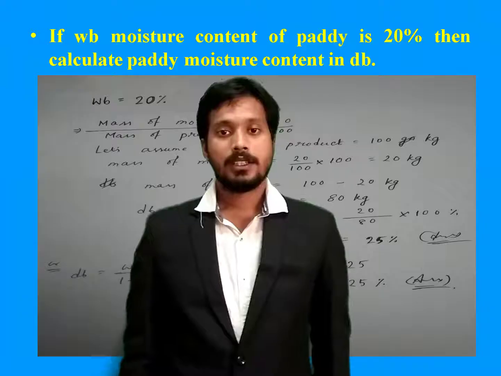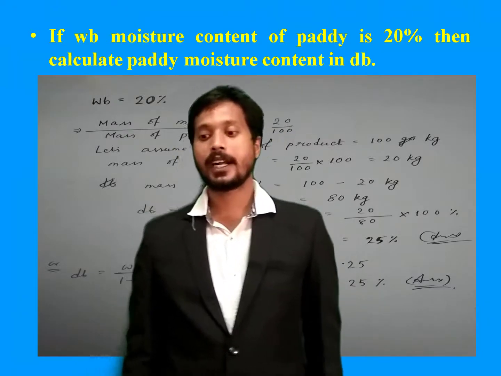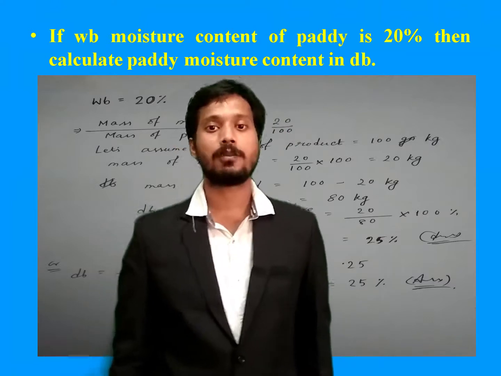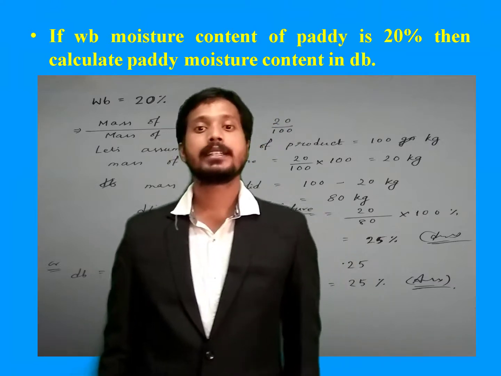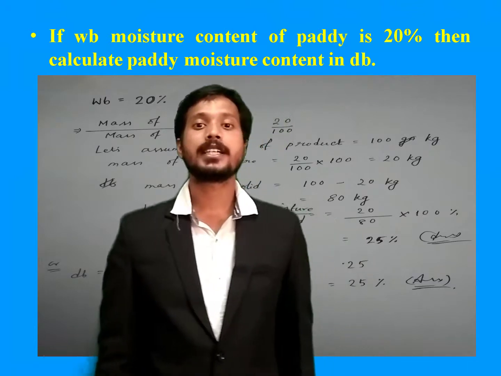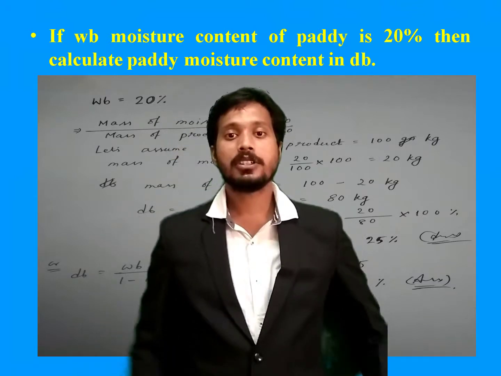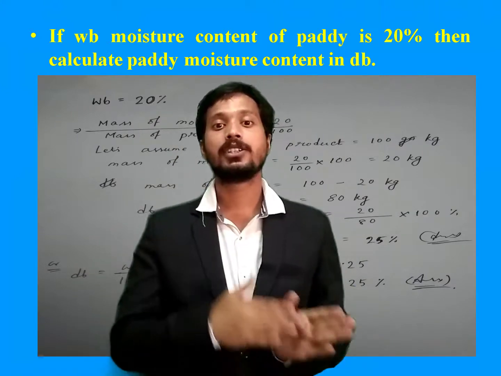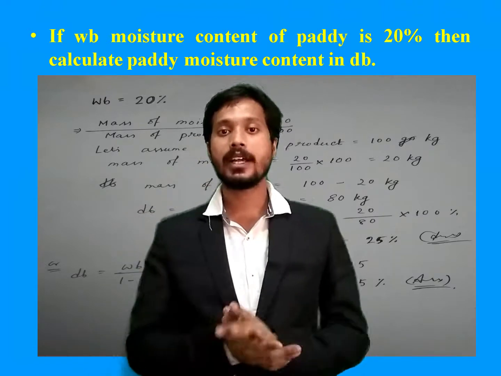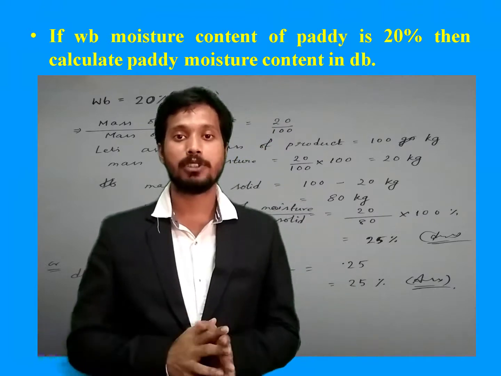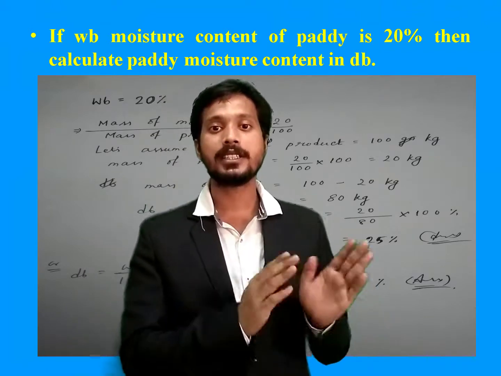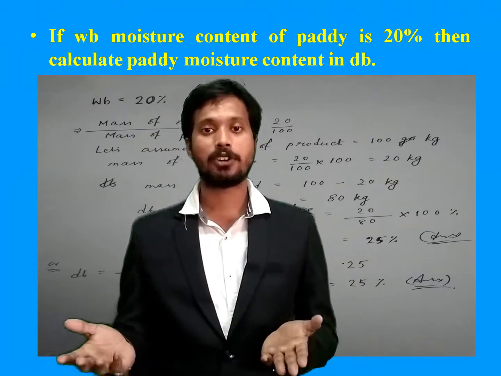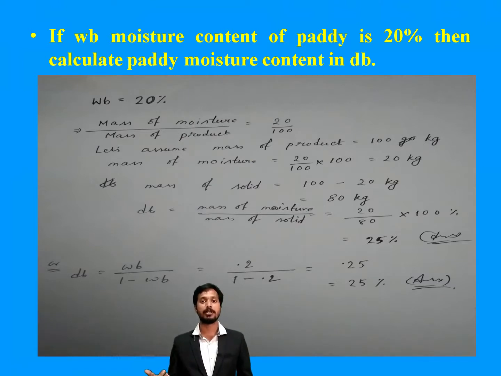So let's start, and one by one we'll see the numericals and try to solve them. In the first numerical it is said that if the wet basis moisture content of paddy is 20%, then calculate the paddy moisture content in percent dry basis. So if WB, wet basis moisture content, is 20%, then calculate the dry basis moisture content. Already I know the relation between DB and WB. If WB is 20%, what is the value of DB? The formula is DB equals WB by 1 minus WB. I can simply use the formula, but no.